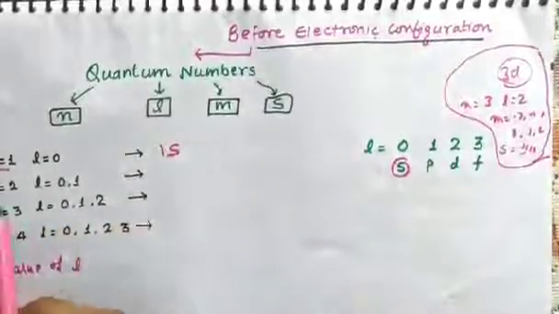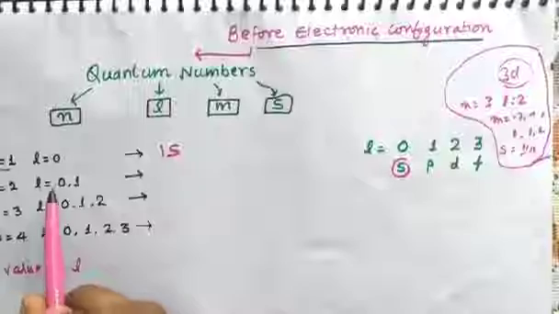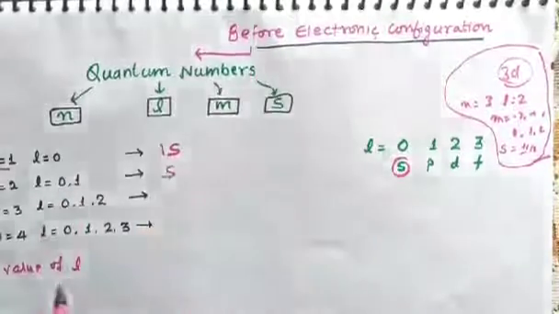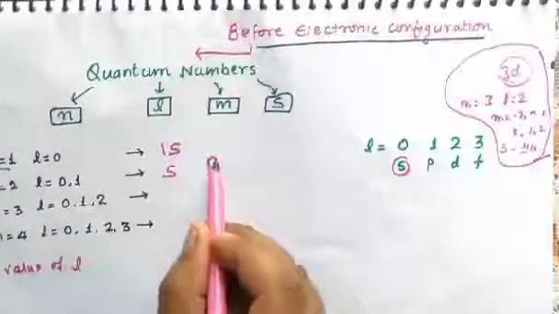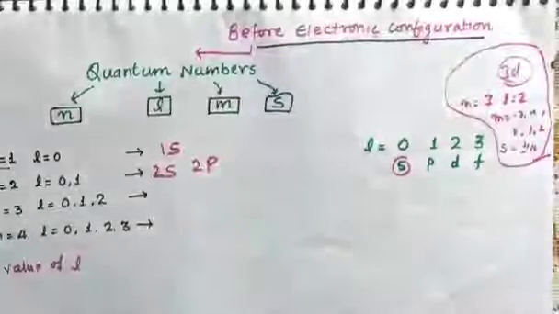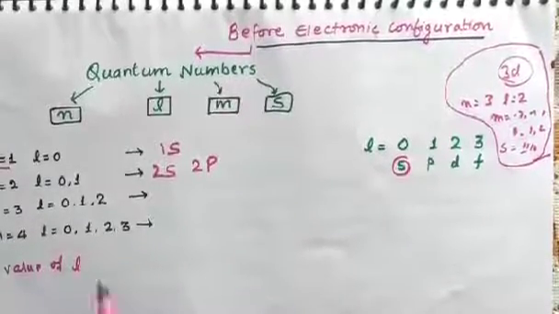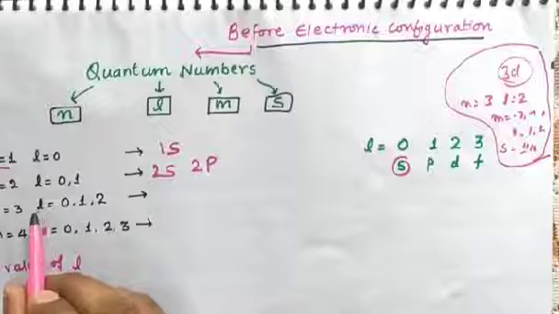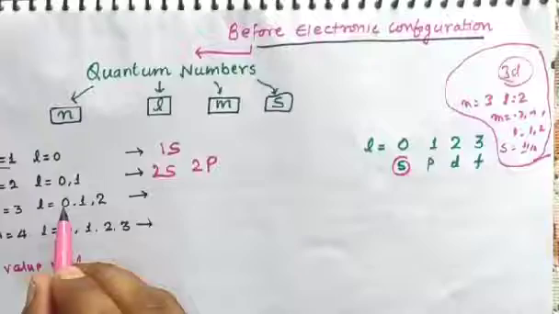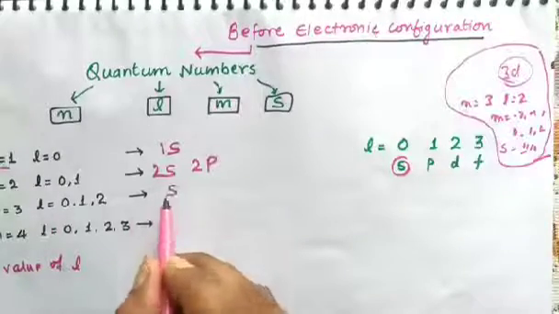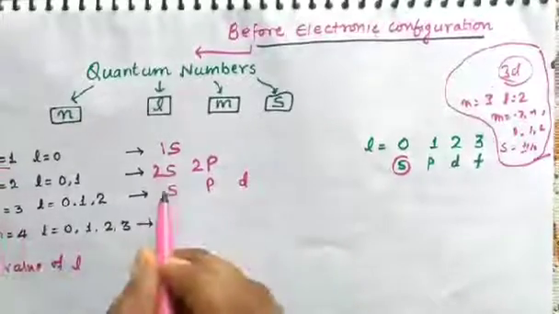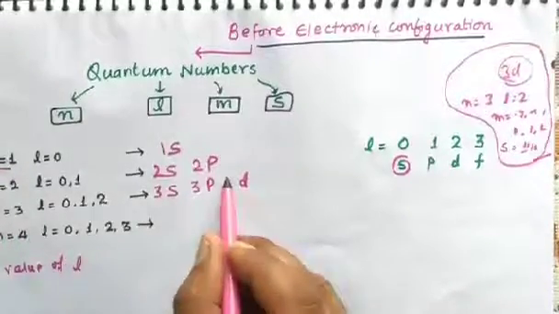So next one, if n is equal to 2, in that case l will be 0 and 1. If l is equal to 0, it will be s. If l is equal to 1, it will be p. So the principal quantum number is 2, that will be 2s and 2p. Similarly, if n is equal to 3, then l is equal to 0 to n minus 1, 0 to 3 minus 1, that is 2, so 0, 1, 2. Now l is equal to 0 will be s, l is equal to 1 will be p, l is equal to 2 will be d. Principal quantum number is 3, so 3s, 3p and 3d.